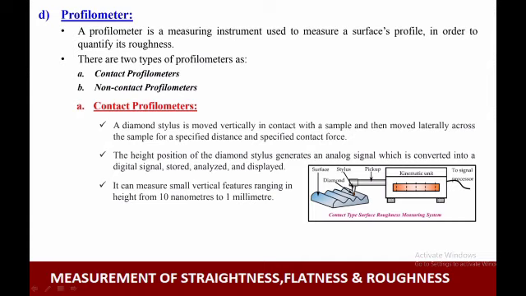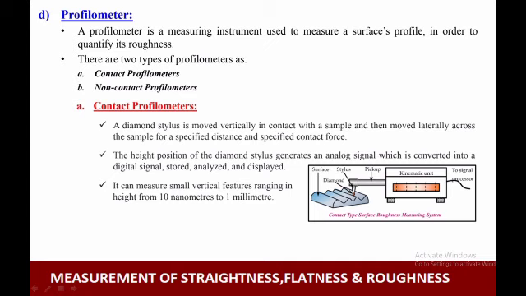The next measuring instrument is a profilometer. A profilometer is a measuring instrument used to measure a surface profile in order to quantify its roughness. There are basically two types of profilometer, contact profilometer and non-contact profilometer. Now we'll study the first type of the profilometer known as the contact profilometer. It is also called the surface roughness tester.